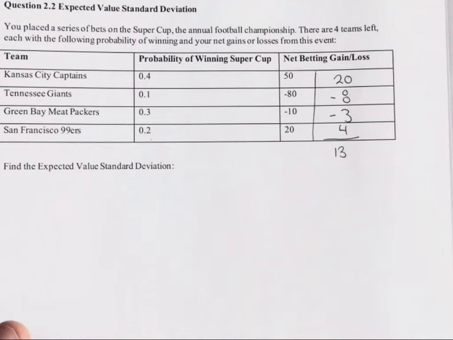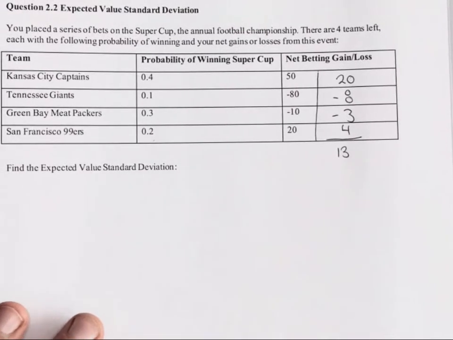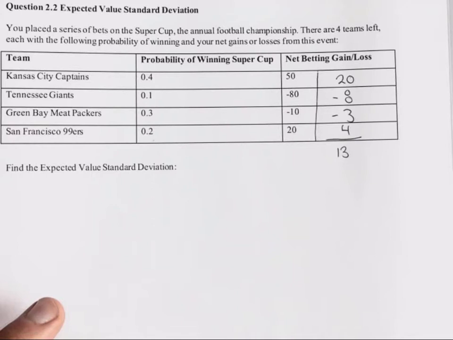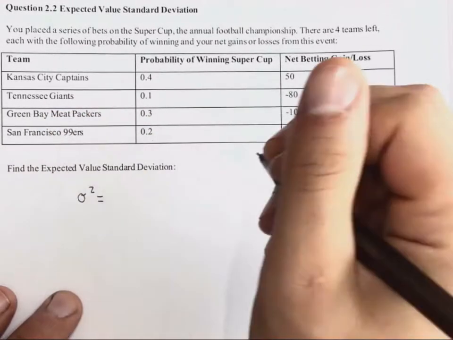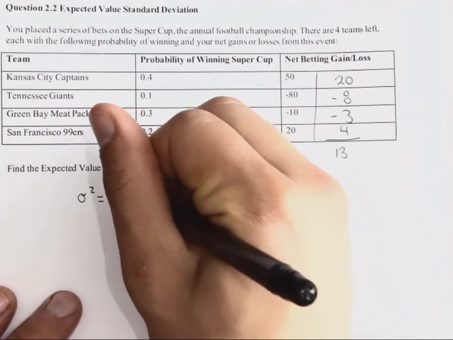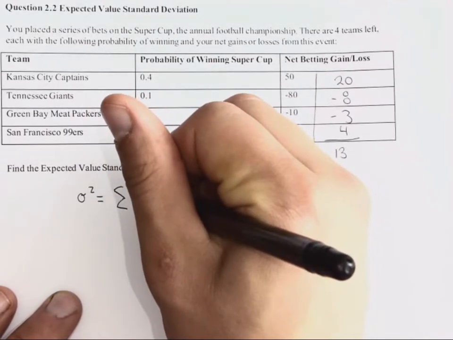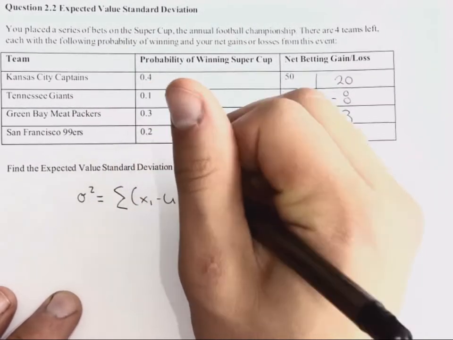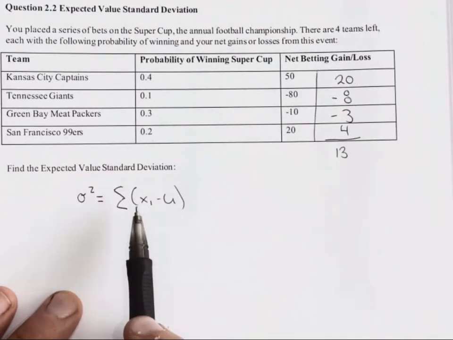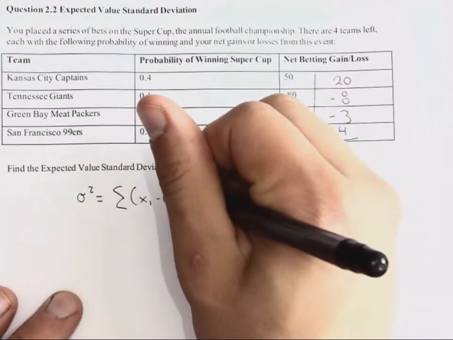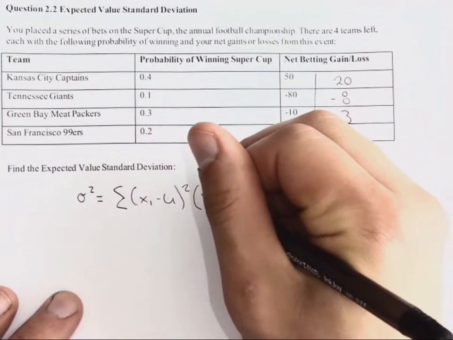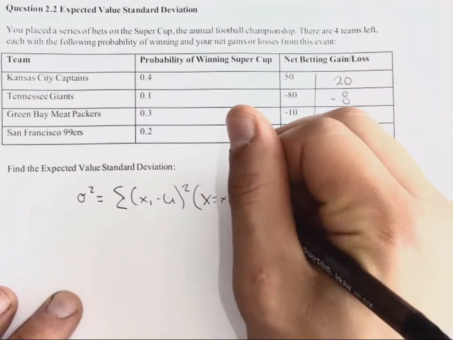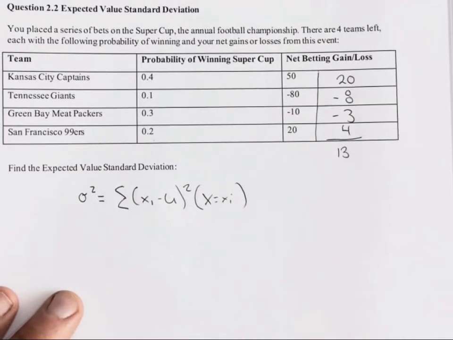Now we want to determine the deviation to try to determine the risk of this. So to do that, we first need to start with the variance. Now the variance follows the formula sigma, our observation minus the mean, or the expected value, squared, multiplied by our probability. So it looks a little more complicated than it is.